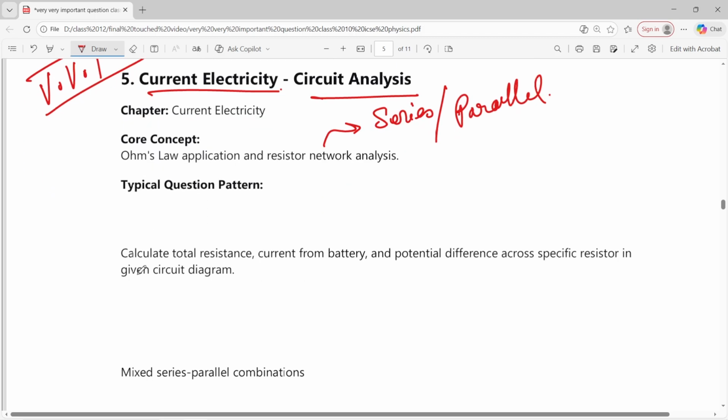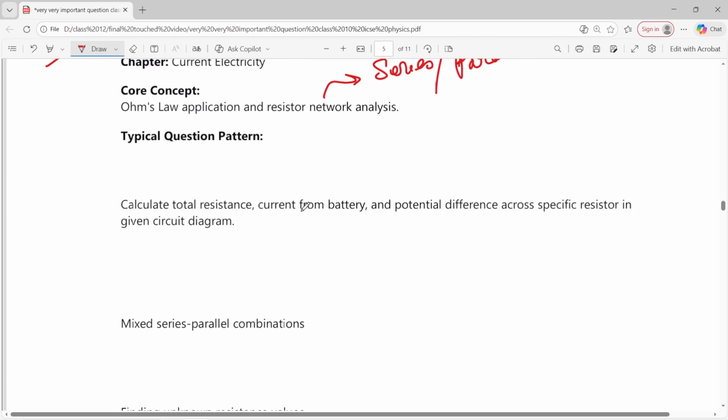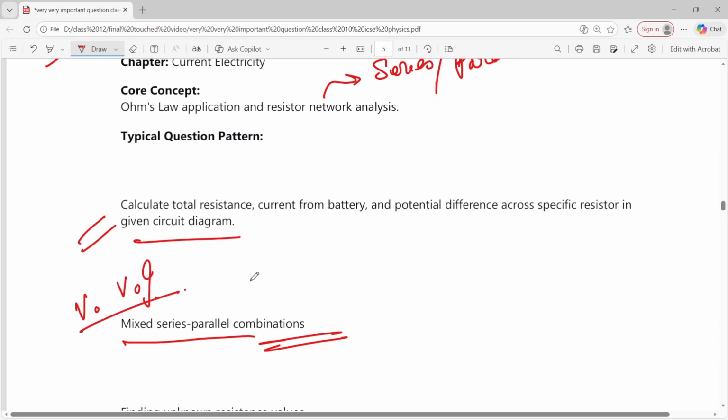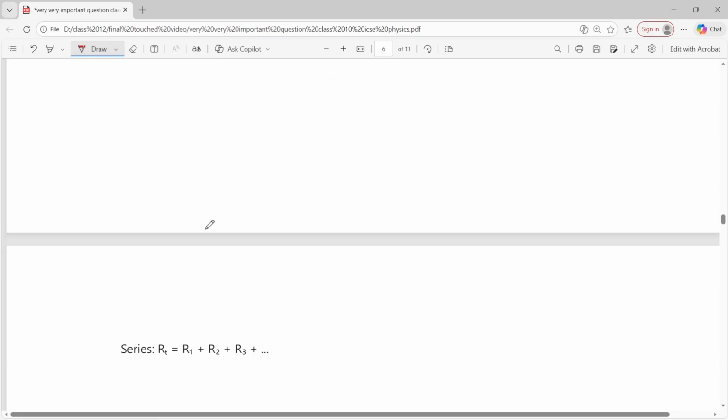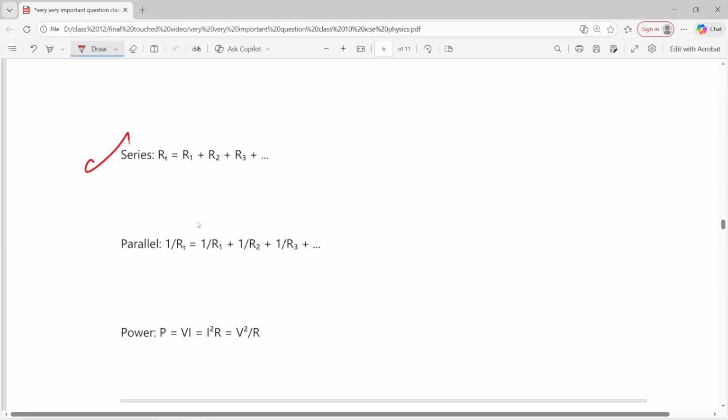Suppose we solve a basic question here. Calculate total resistance, current from the battery, and potential difference across a specific resistor in a given circuit diagram. Mixed series and parallel combinations are also important, and finding an unknown resistance value. Key formula: V equals IR. In series, total resistance is the sum of all resistor values; in parallel, the reciprocal of the total is the sum of the reciprocals of the single resistor values. That is very important here.